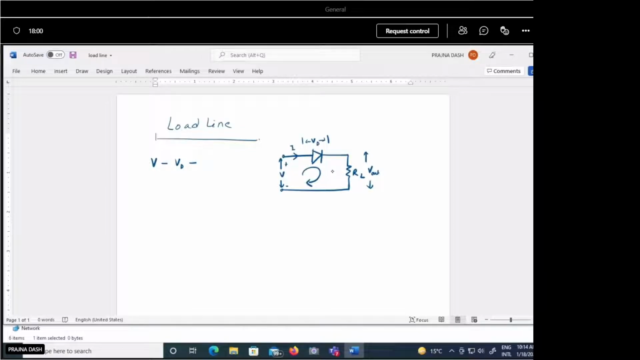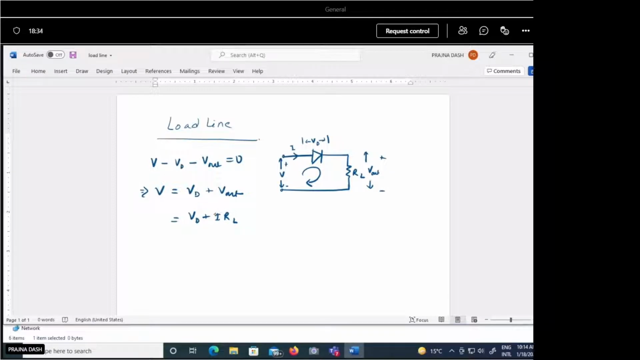This output voltage, this V out, is equal to 0. This will be the Kirchhoff's voltage law. So we can represent this V is equal to this diode voltage VD plus your V out. So this diode voltage VD plus what is this V out? V out is nothing but the current I flowing through this. So we can have this as I into RL.